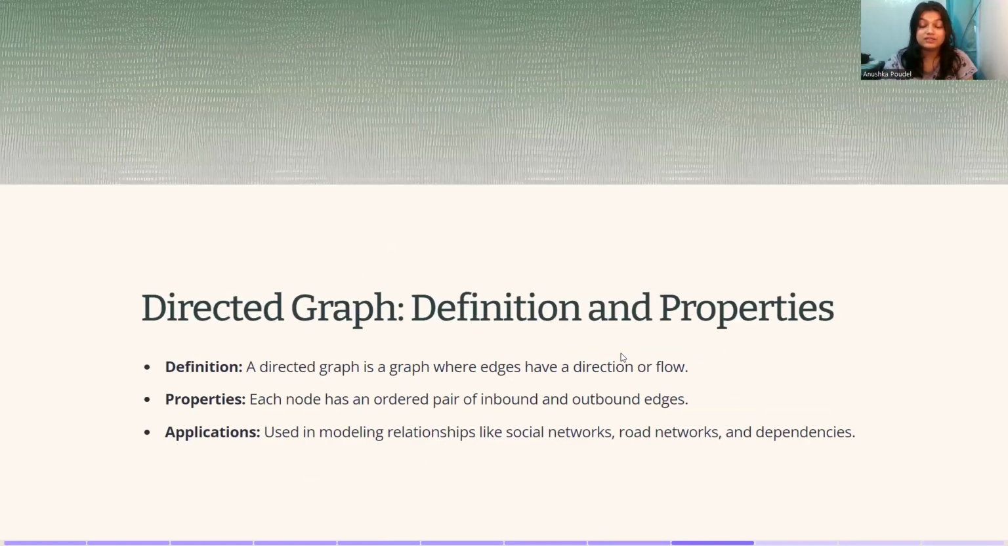The directed graph, let's understand its definition and properties. A directed graph is where the edges have direction or flow. Each node has an ordered pair of inbound and outbound edges, used in modeling relationships such as social networks, road networks, and dependencies.